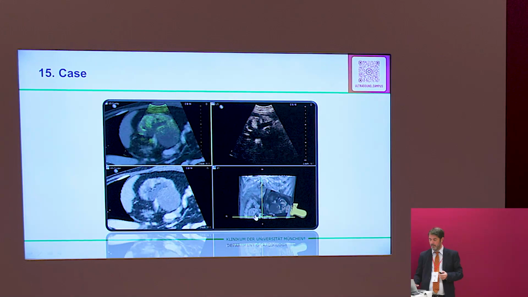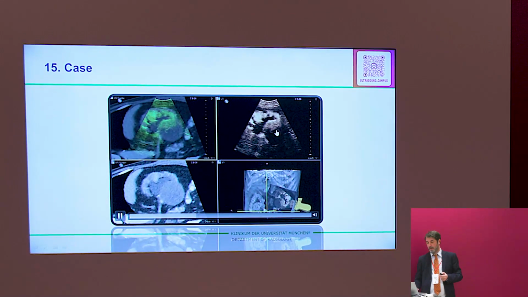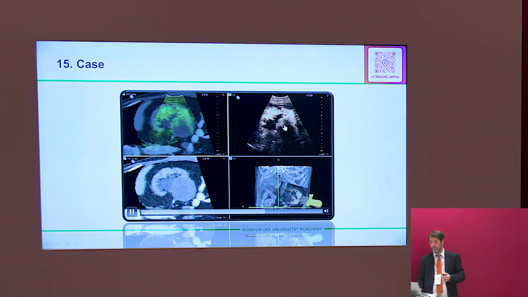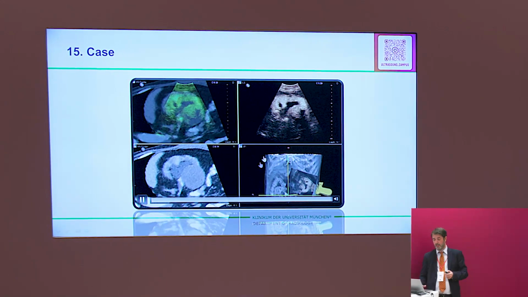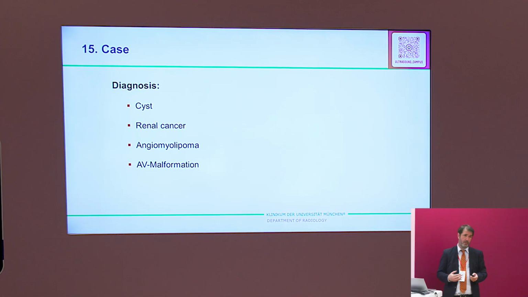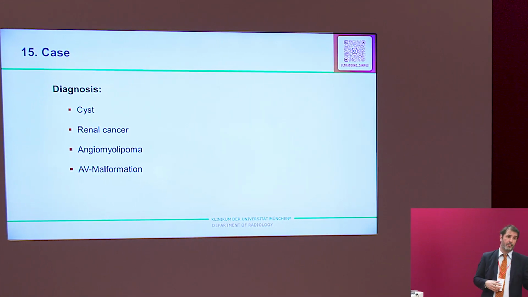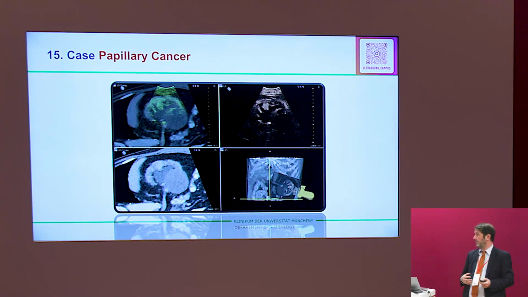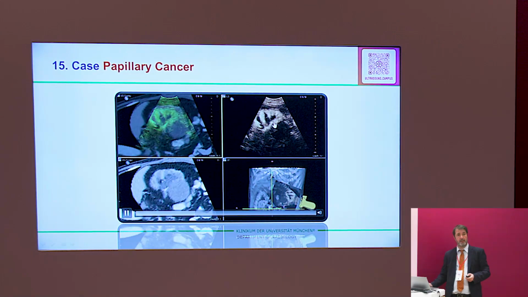So we inject contrast. There's our lesion. And look at this area. Is there uptake or not? Here, white. This area is dark, but this is white. So this lesion is alive. We can say, due to the uptake, it is renal cell cancer, not a cyst, not a benign lesion. Again, also here, this was a papillary cancer in this case.